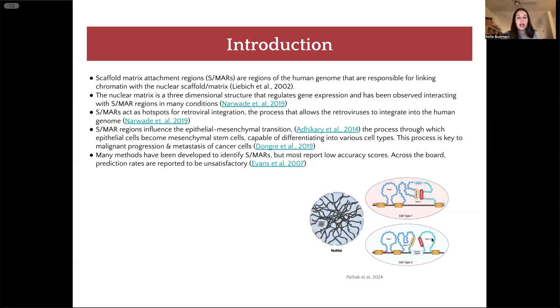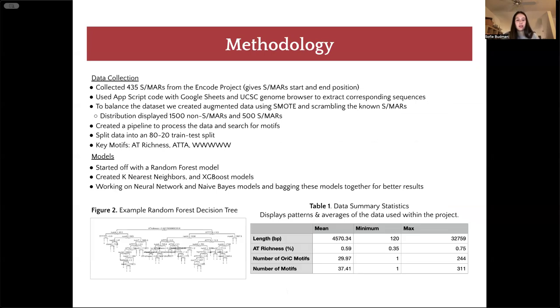So, to approach this challenge, we implemented and optimized multiple machine learning models to classify DNA sequences as SMAR or not SMAR. The core models we trained are random forest, k-nearest neighbors, XGBoost, and neural networks. Each model was trained on 435 experimentally validated SMARs from the HeLa cell line using data provided by the ENCODE project. For the negative control group, we used inter-SMAR sequences, that is, segments between the confirmed SMARs that were experimentally proven. To enhance model accuracy, we emphasized biologically relevant features such as measuring the AT richness.